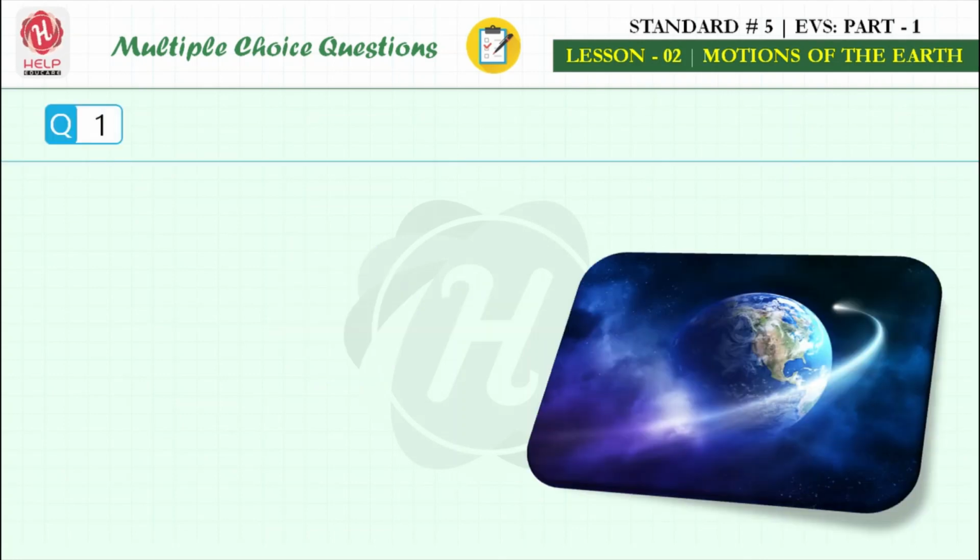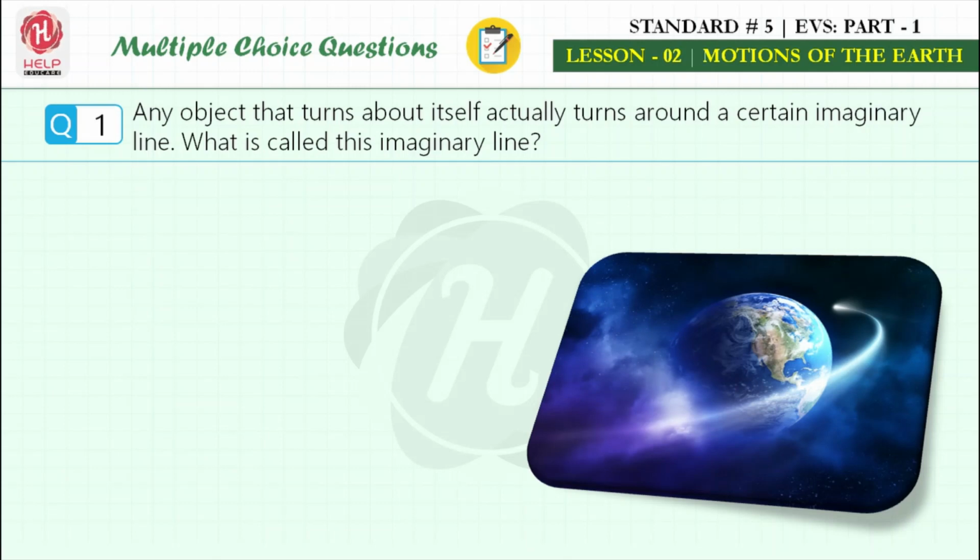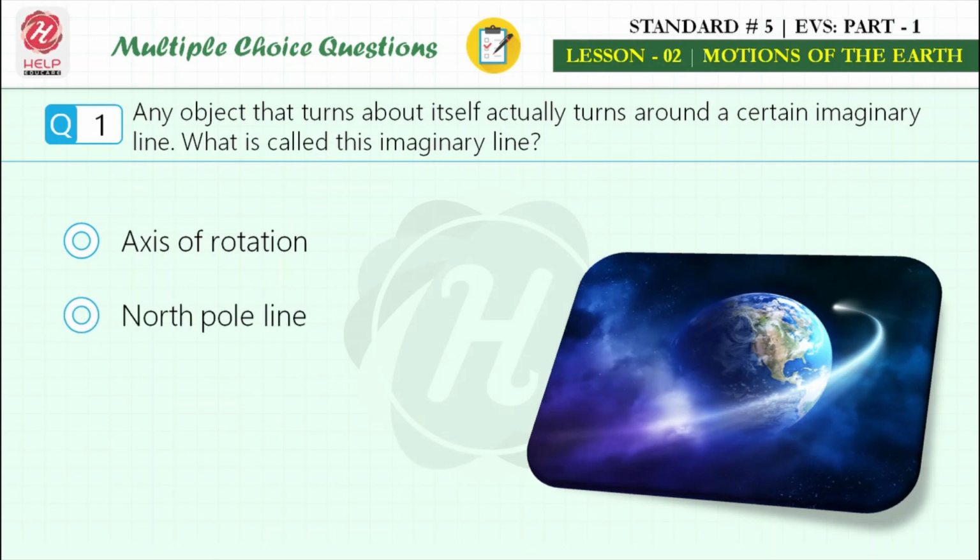Question number 1. Any object that turns about itself actually turns around a certain imaginary line. What is this imaginary line called? First option, axis of rotation. Second option, North Pole line. Third option, South Pole line. Fourth option, plumb line.